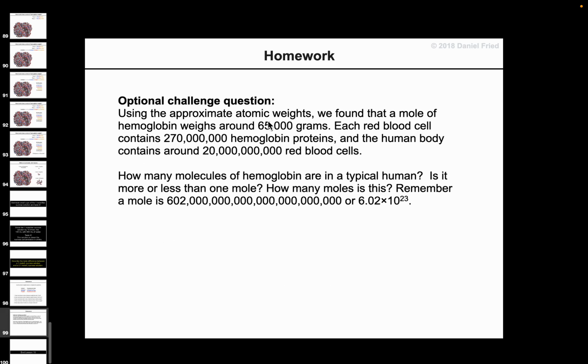We found out a mole of hemoglobin weighs 65,000 grams. Each red blood cell contains 250,000 hemoglobin proteins, and the human body contains around 20 billion blood cells. How many molecules of hemoglobin are in a typical human? Is it more or less than 1 mole? How many moles is this? Remember, a mole is 602 sextillion, or 6.02 times 10 to the 23rd.